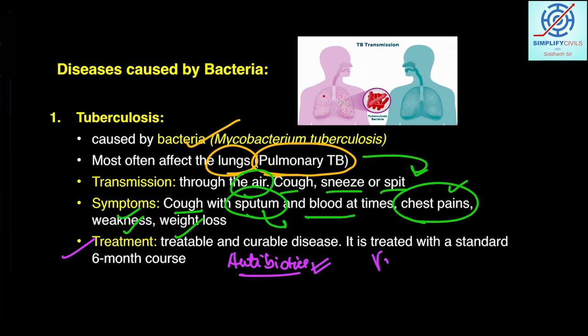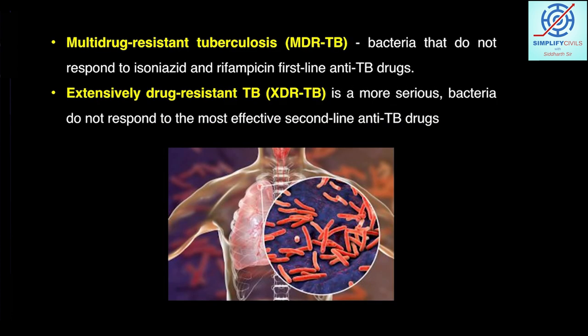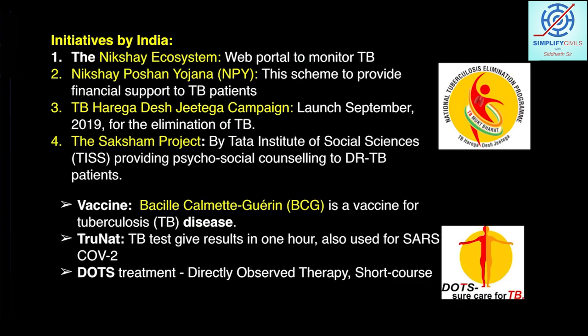Do we have a vaccine for tuberculosis? Yes, we have a vaccine, and the name of the vaccine is BCG. So the full form is written over here. You can see that. Bacillus Calmette-Guerin is the name of the vaccine. You need not remember the whole difficult name. Just remember BCG is the name of the vaccine.